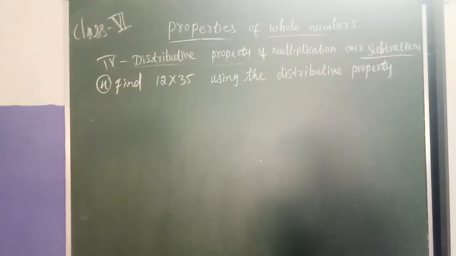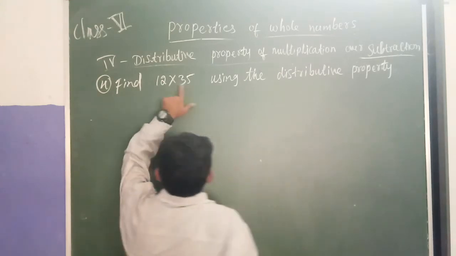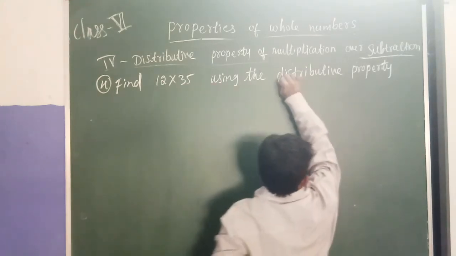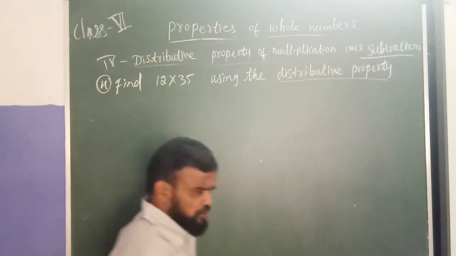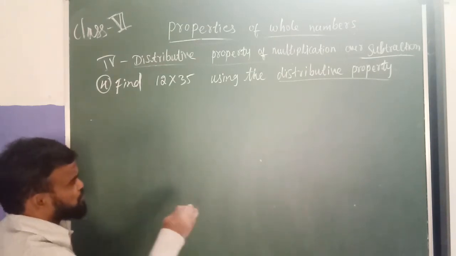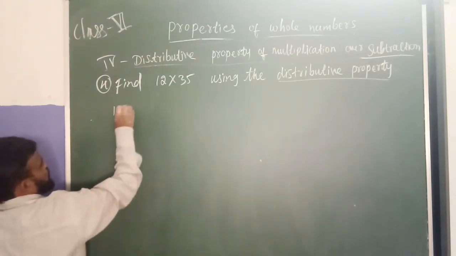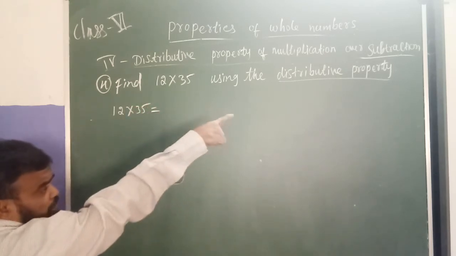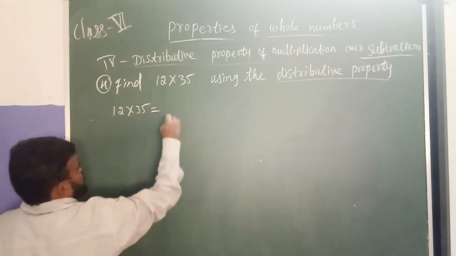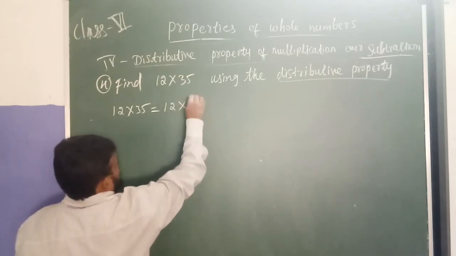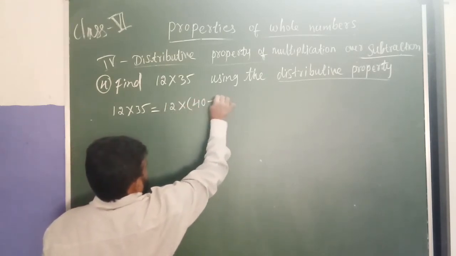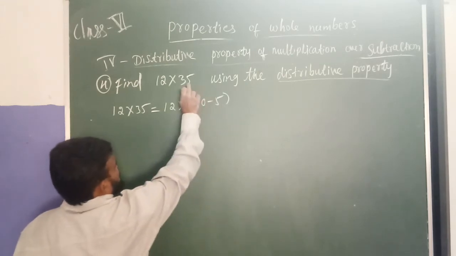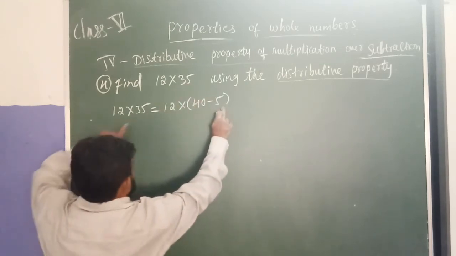Now the fourth one, find 12 into 35 using the distributive property. We will use the distributive property. Okay, we already are done in the addition form. So here, 12 into 35 is equal to, we are using here subtraction. Addition means we know that. How to split? 12 into 40 minus 5. That is 40 minus 5 is 35. Correct?